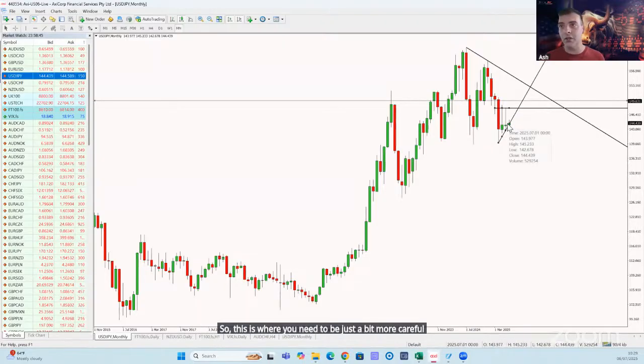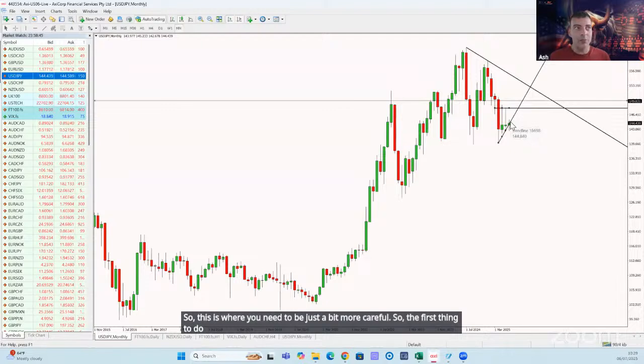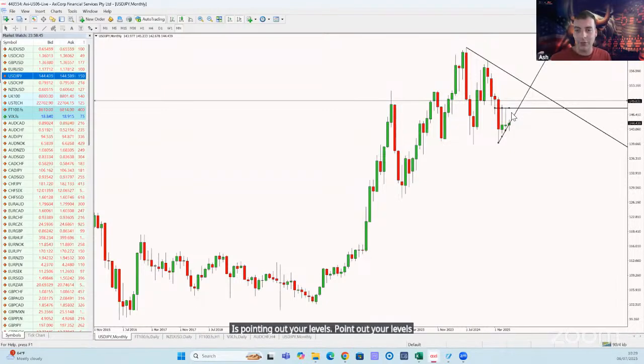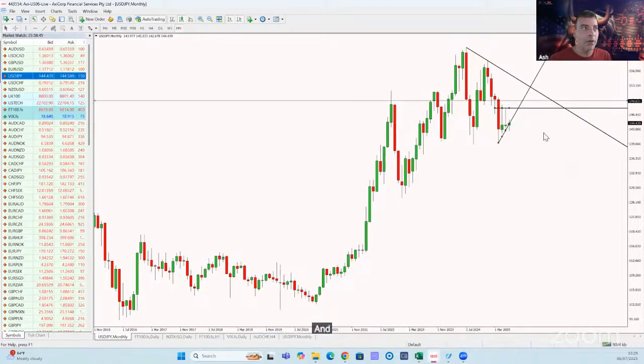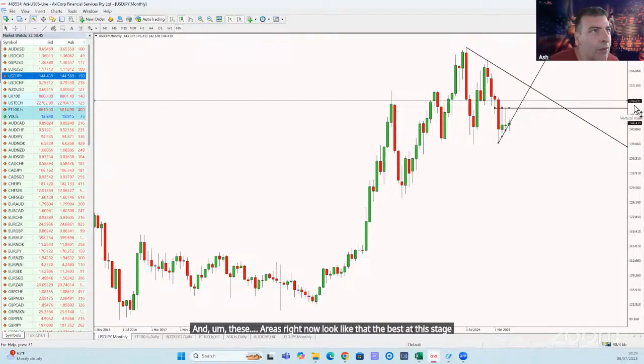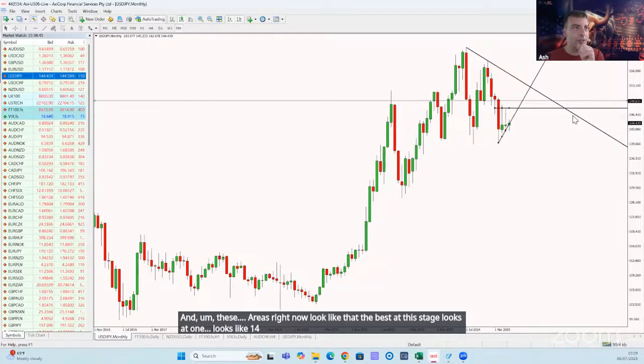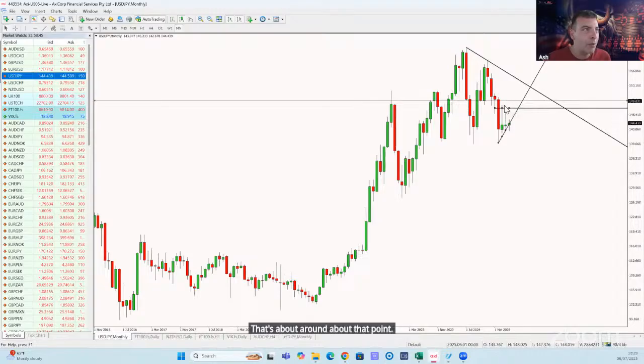So the first thing to do, always, is point out your levels. Point out your levels, and you'd need to see some sort of chart pattern which would suggest reversal. And these areas right now look like the best at this stage: 149.60. I can't see because it's black, but around about that point, between these two zones.